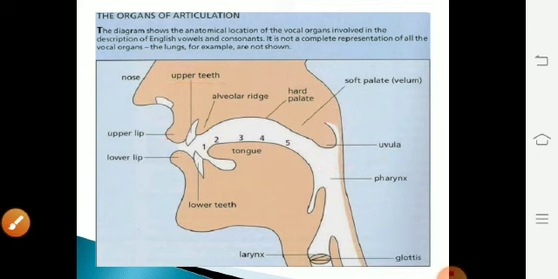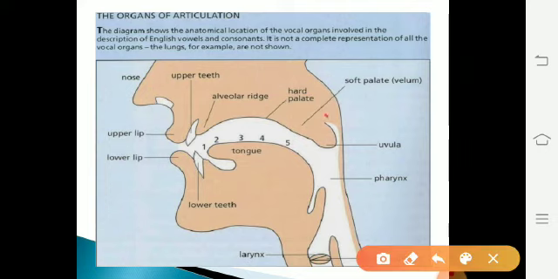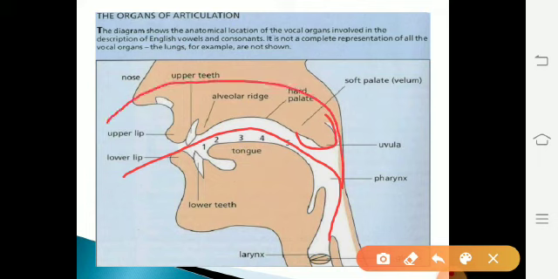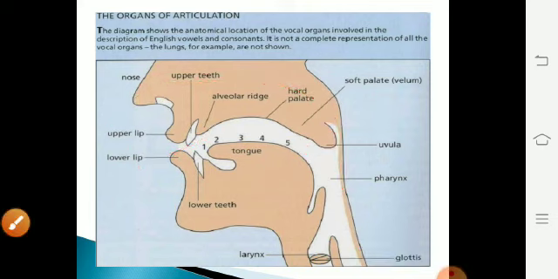Now again we are going to see the third position. The soft palate is lowered, thus the nasal passage is opened. The oral passage is also not blocked. Both are open. The lung air coming out escapes simultaneously from the mouth as well as the nose. Such sounds produced are called nasalized sounds.